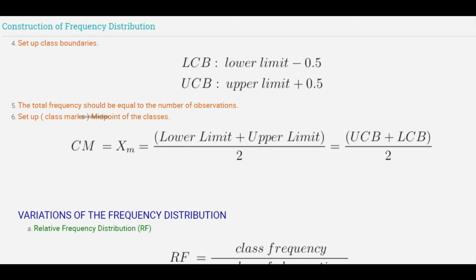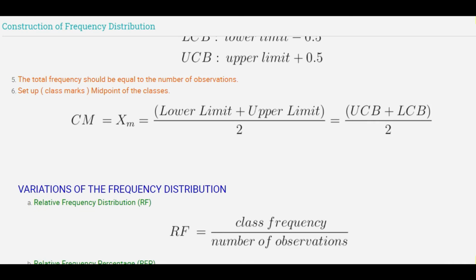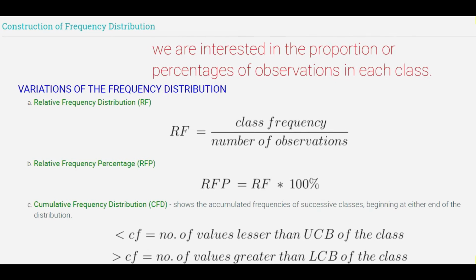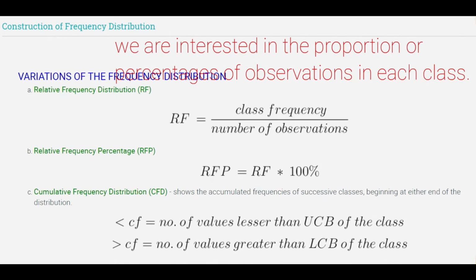We also set up the class marks. The symbol, by the way, is x sub m. Sometimes for simplicity it is just cm. This is equal to the sum of the lower and upper limits, divided by 2. We also have the following variations of frequency distribution. Sometimes, we are interested in the proportion or percentages of observations in each class.